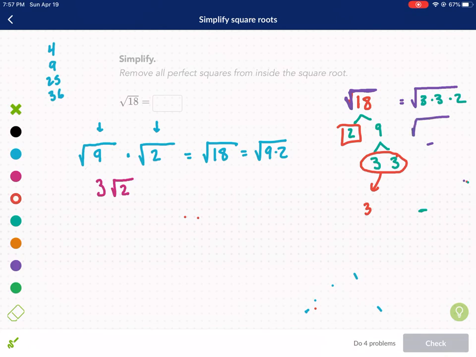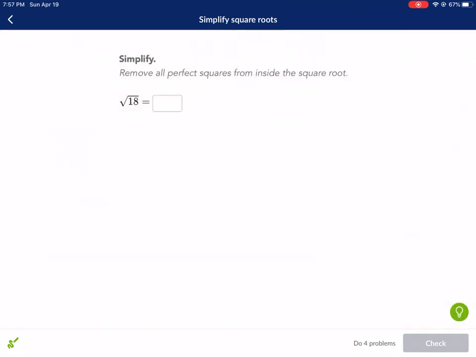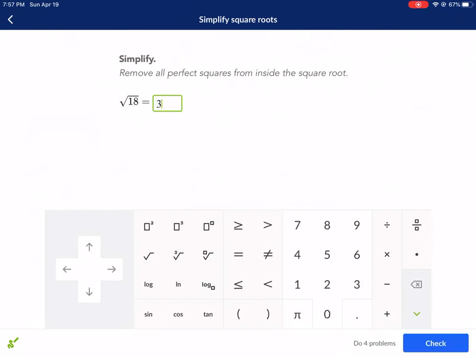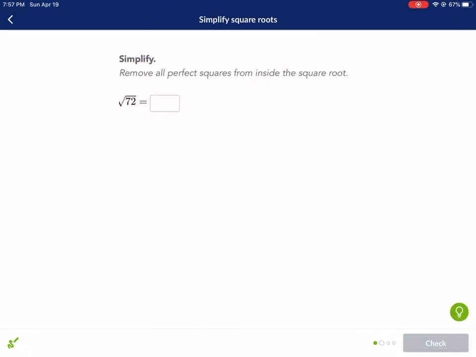So I could rewrite it as 1 3 escapes, 1 3 leaves the house, the 2 stays home, and I get the same answer, okay? So I'm going to go ahead and write 3 radical 2, 3 radical 2. Okay, let's go ahead and do the next one.